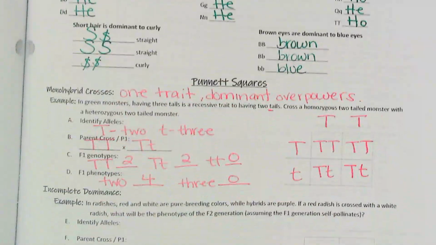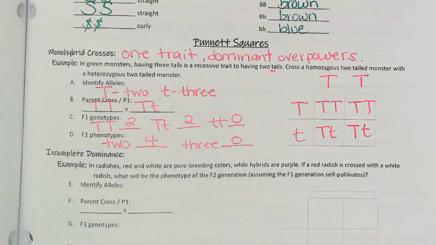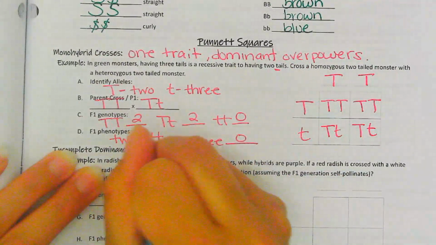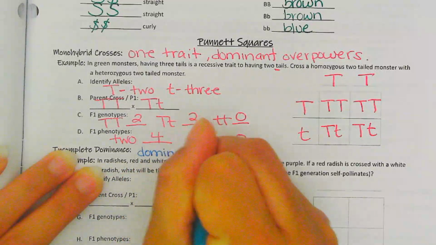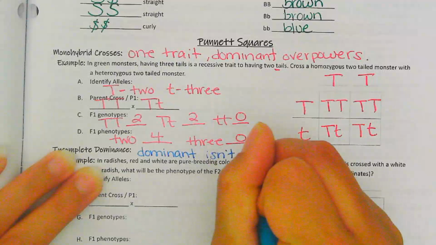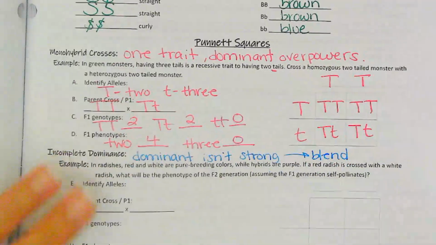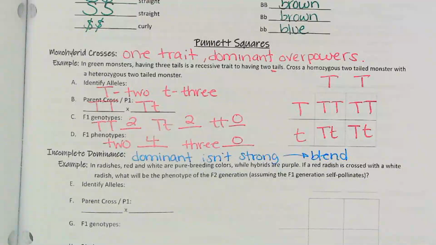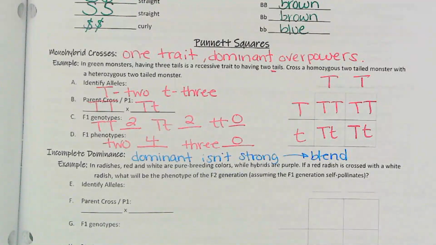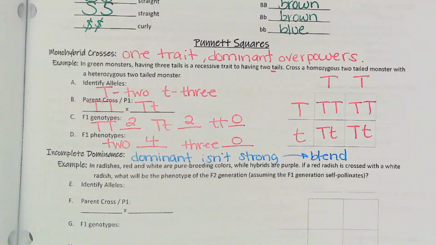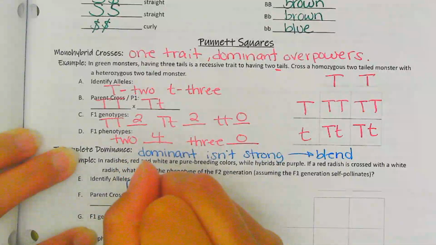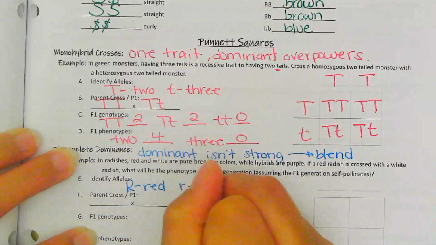That's monohybrid. Incomplete dominance is when my dominant isn't strong. So they blend. Red plus white equals pink. In radishes, red and white are purebreeding colors. Hybrids get purple. If red is crossed with a white radish, what is the phenotype of the F2 generation, assuming the F1 generation self-pollinates? So I'm crossing R for red, lowercase r for white.